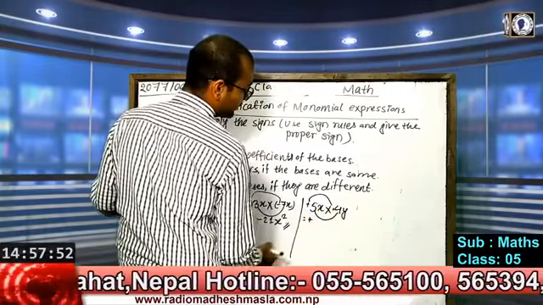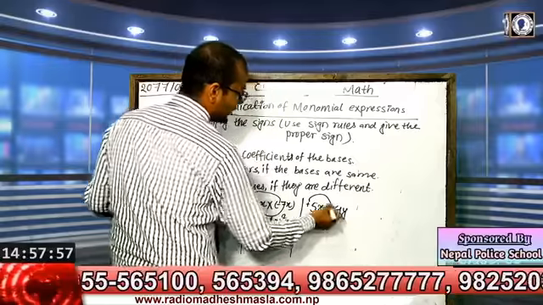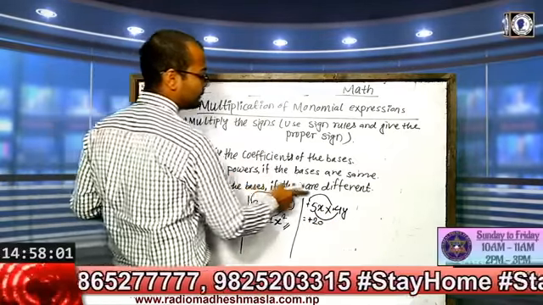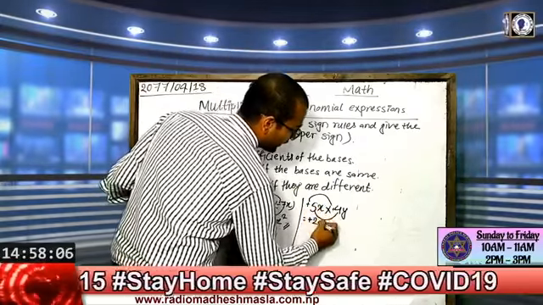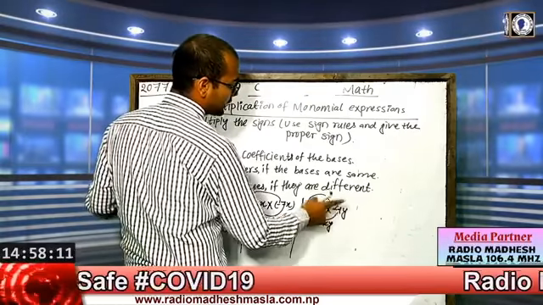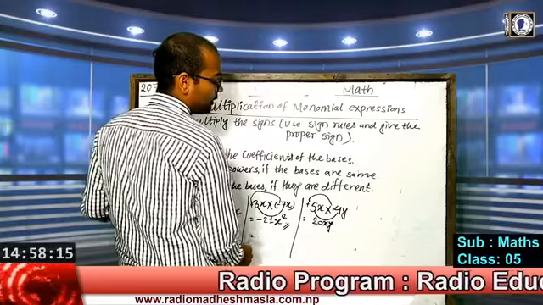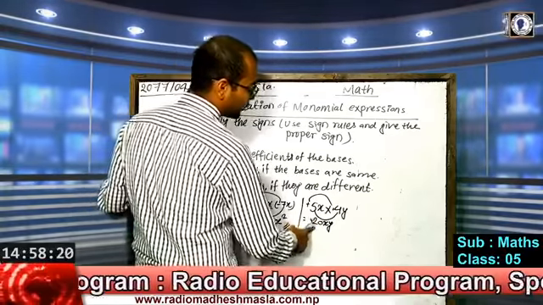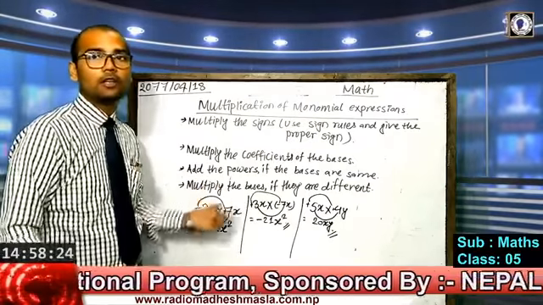So 4 into 5, it means 20, and then we have different bases. For different bases, we multiply the bases if they are different. So when we multiply x and y, we get xy. So our answer becomes plus 20xy. We don't need to write plus in front of a positive number, so we erase the plus. Then our answer becomes 20xy. In this way, I hope you can do this type of questions.